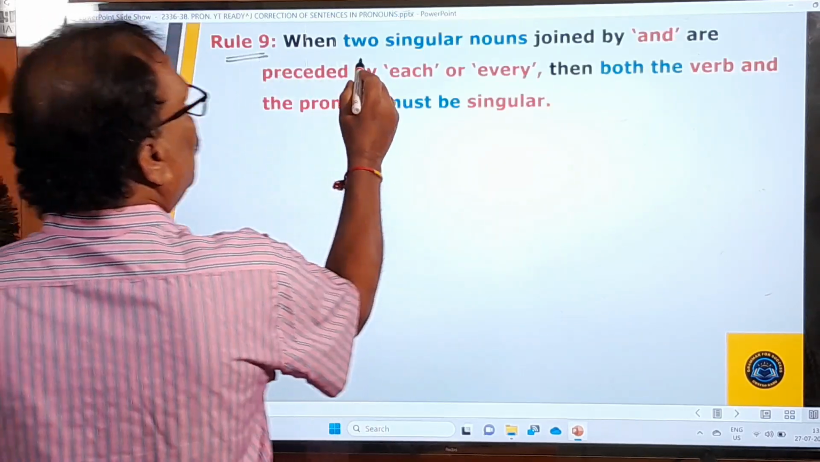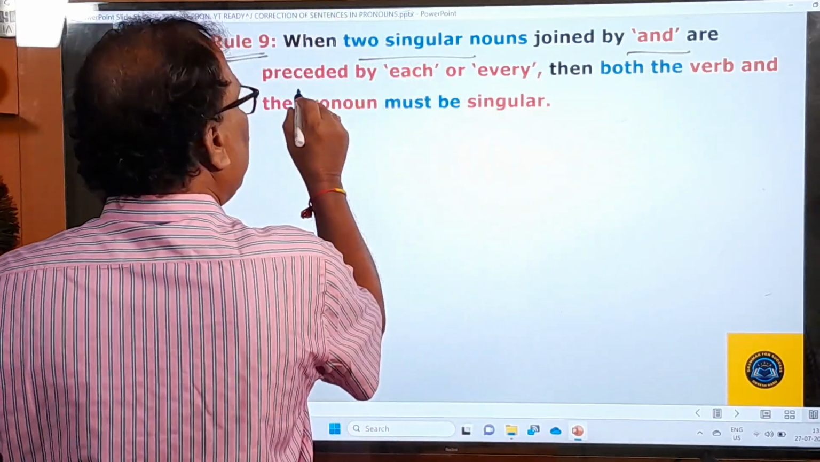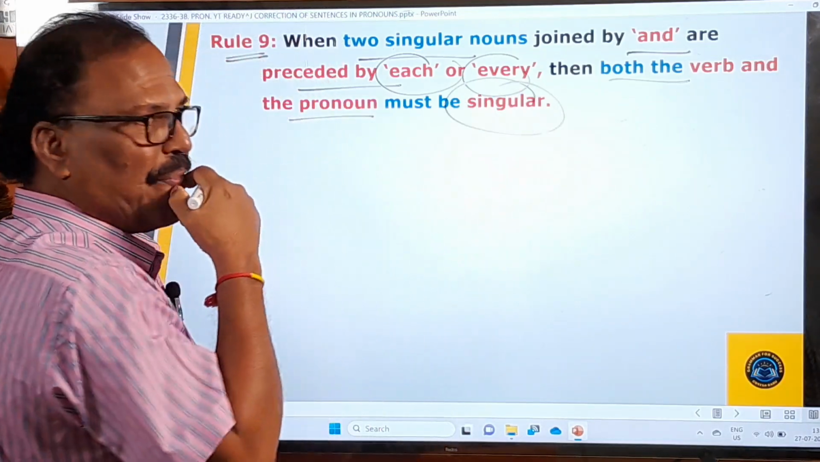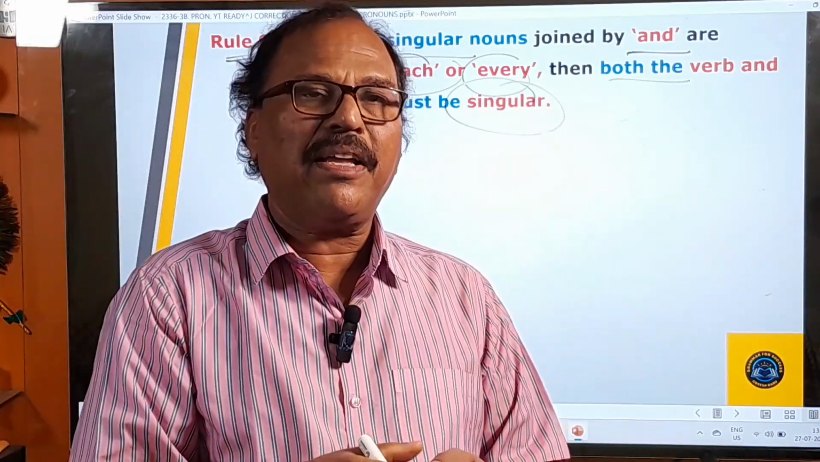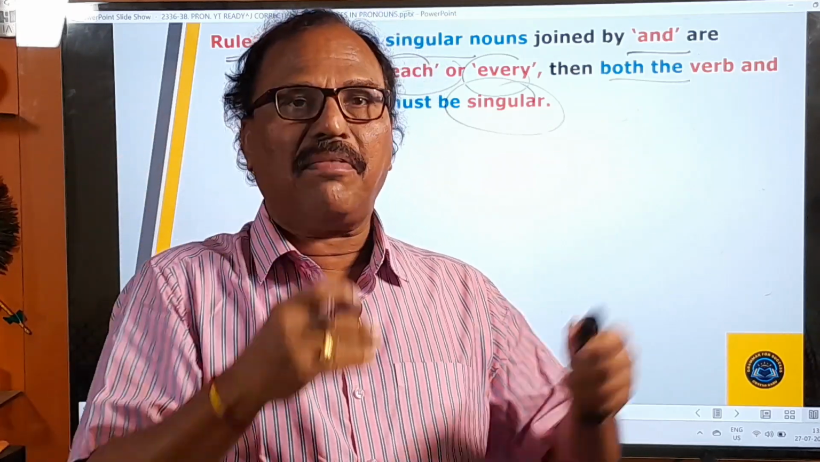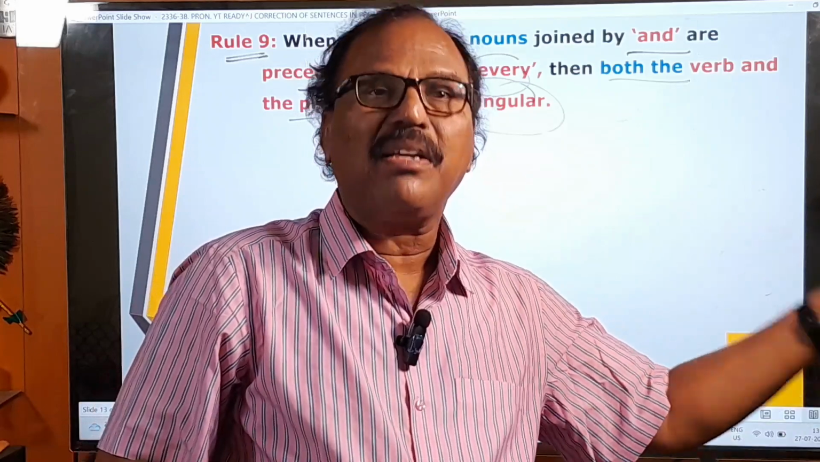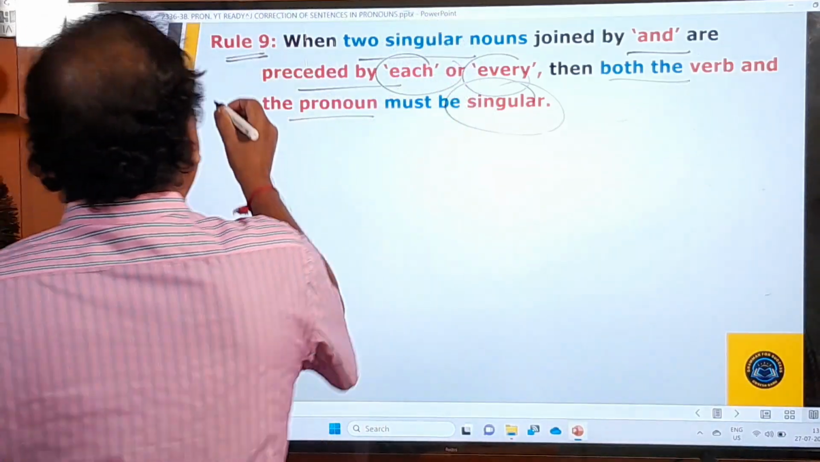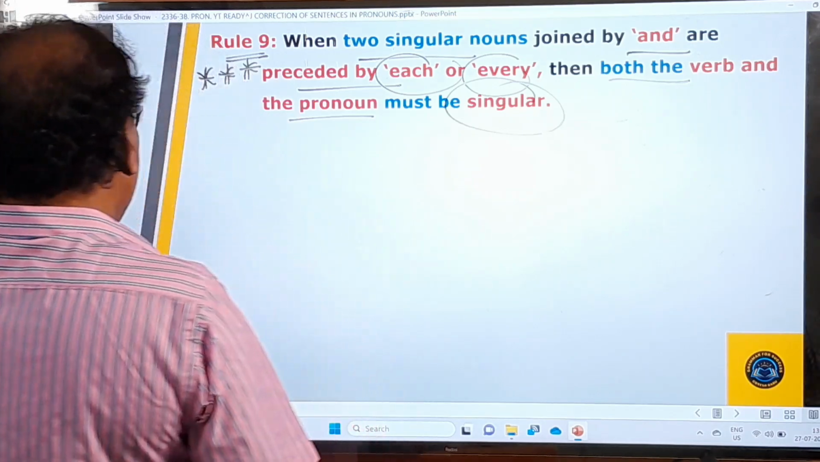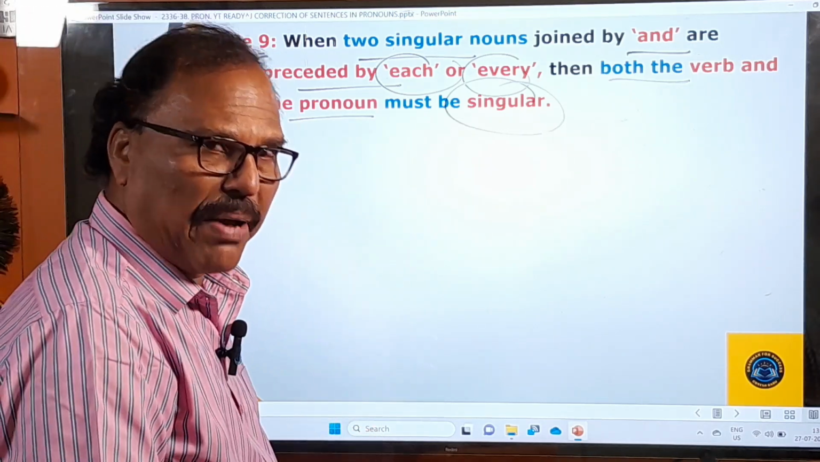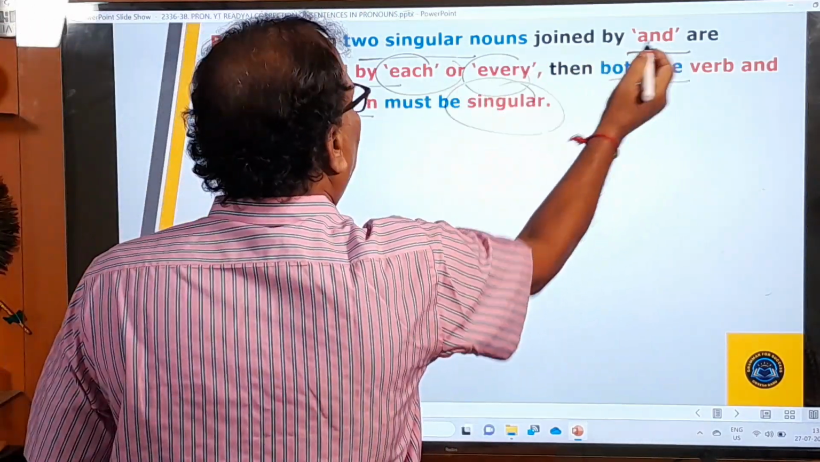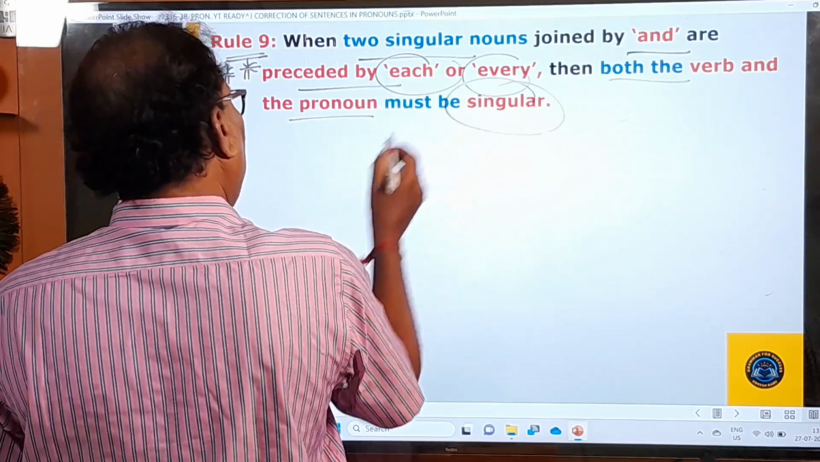Rule 9 is there. When two singular nouns are joined by and preceded by each and every, both the verb and the pronoun must be singular. So when two nouns are joined by and but preceded by each and every, the verb must be singular, the pronoun must also be singular. Please, this is also a very, very important rule. Almost all these rules are very, very important from the examination point of view, but this is more important than others.